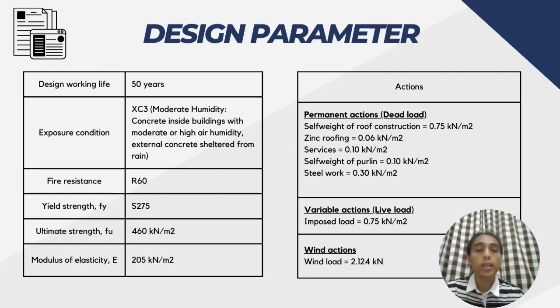For the actions, okay, this is the dead load, which is self weight of roof construction, zinc roofing, services, self weight of purlin, and steelworks. For the live load, variable actions, the imposed load is 0.75 kilonewton per meter square. For the wind load, we are using 2.124 kilonewton.